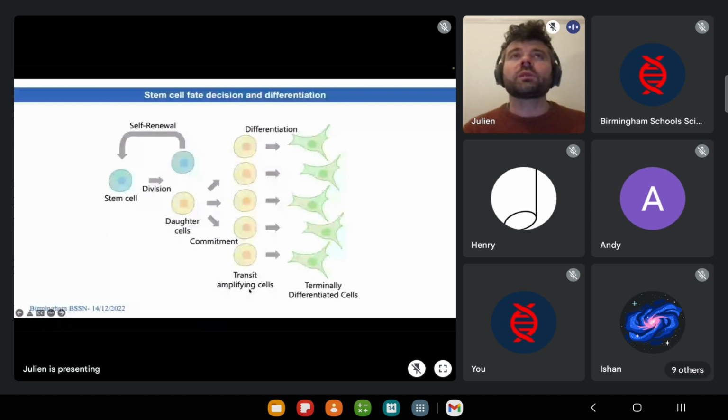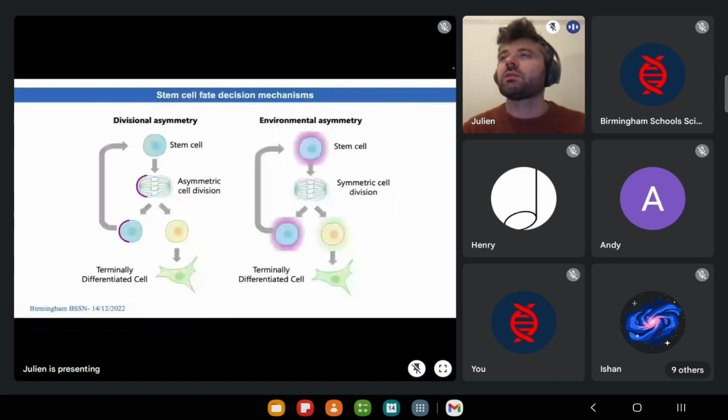Underlying this process, there are two different possibilities to orchestrate such asymmetry in the division of the stem cells. The first is known as divisional asymmetry. So the division itself gives rise to two cells that are inherently different, one of which retains stemness and can go back to the stem cell stage. And the other one is able then to differentiate.